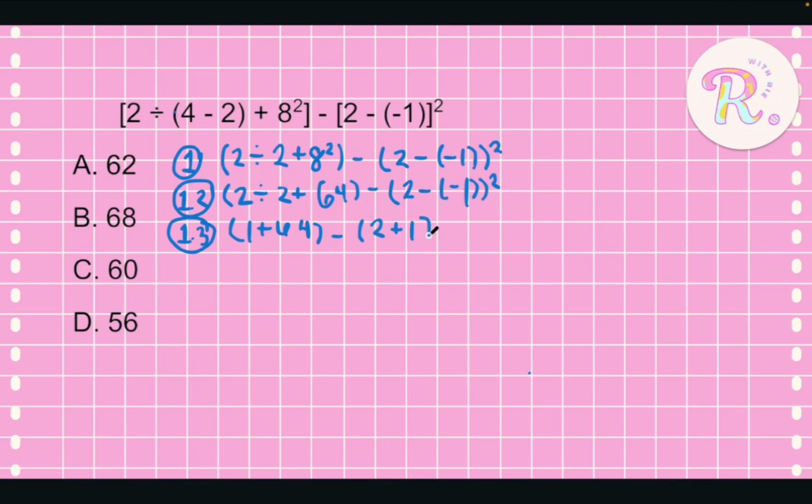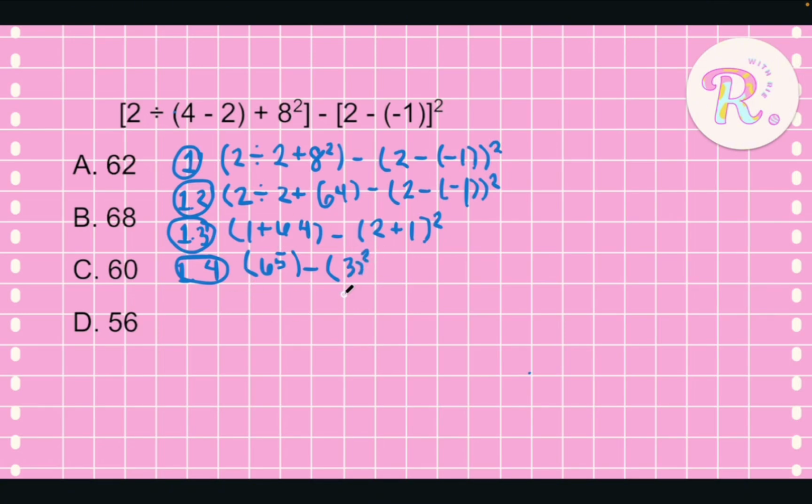Are you able to follow that? If you have any questions, just feel free to comment below. Okay? So now, we're done with this one. Let's proceed to step 1.4 for your addition and subtraction. Okay, 1 plus 64, that's 65. 2 plus 1, that's 3. And then squared right there.